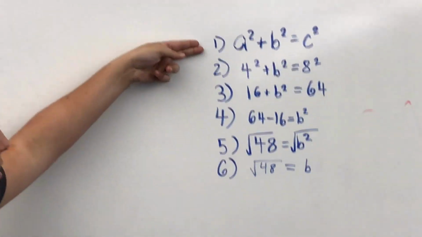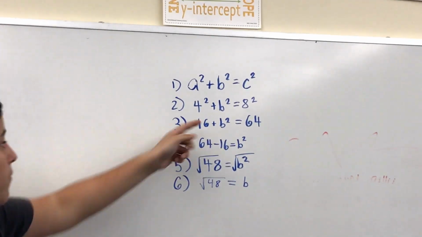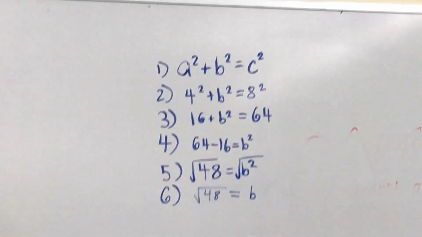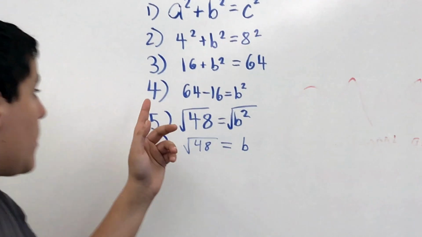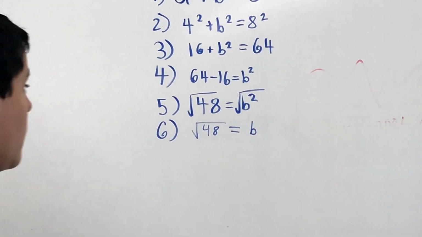You start out with the formula, a squared plus b squared equals c squared, and then you plug in the numbers. 4 squared plus b squared equals the hypotenuse, which is 8 squared. 16 plus b squared equals 64. That simplifies to 64 minus 16 equals b squared.